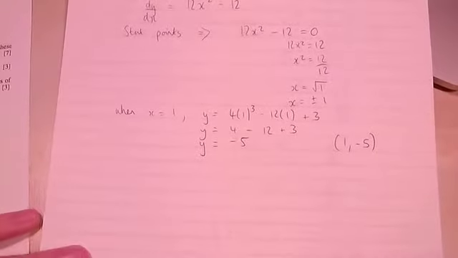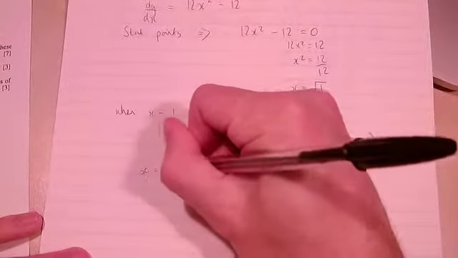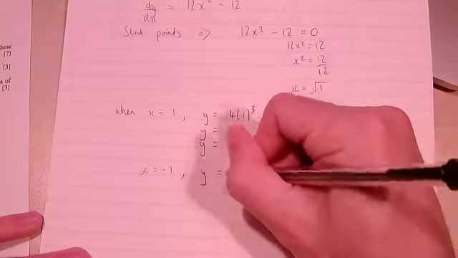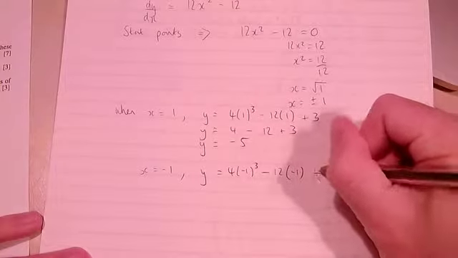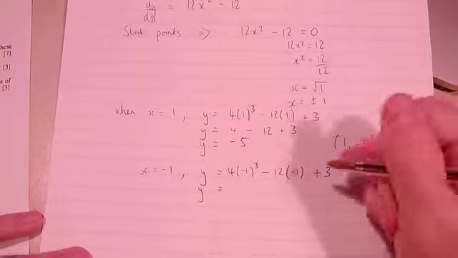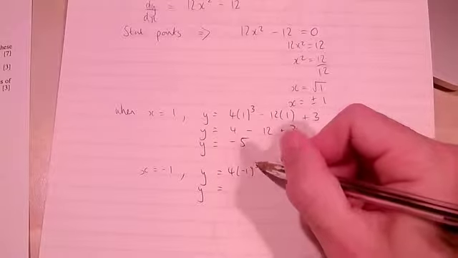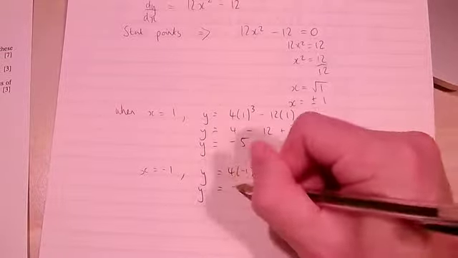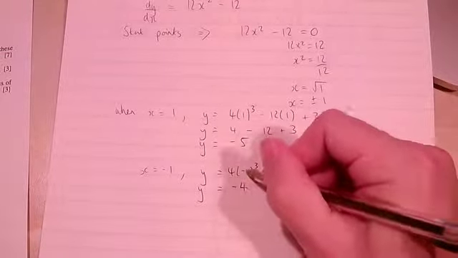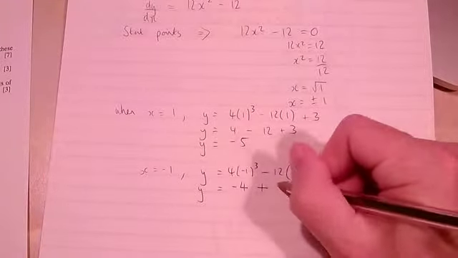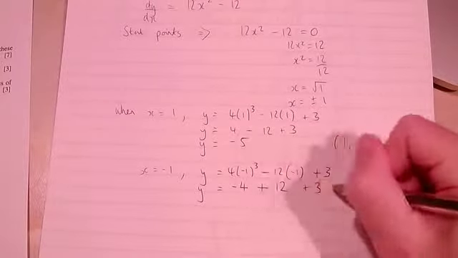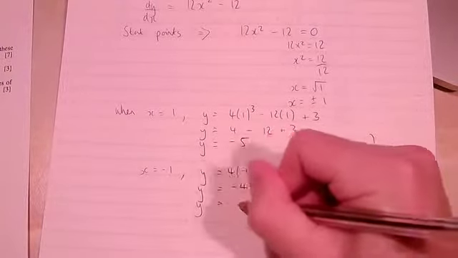Okay? And for when x is equal to minus 1, y is equal to 4 lots of minus 1 cubed, minus 12 times minus 1 plus 3. So minus 1 to the power of 3, it's going to be minus 1 times minus 1, which is positive 1, but then times by minus 1 again is going to go back to being negative. So it's going to be negative 4. If it's ever to an odd power, always a negative. If it's an even power, always positive. Minus 12 times minus 1 is plus 12, and then plus 3. So 12 plus 3 is 15. 15 take away 4 is 11.